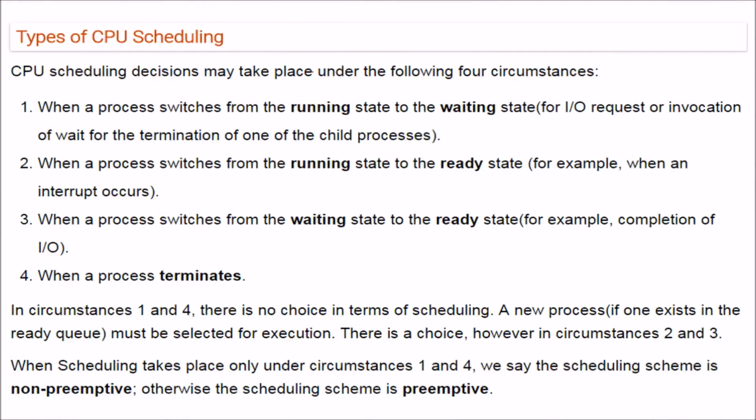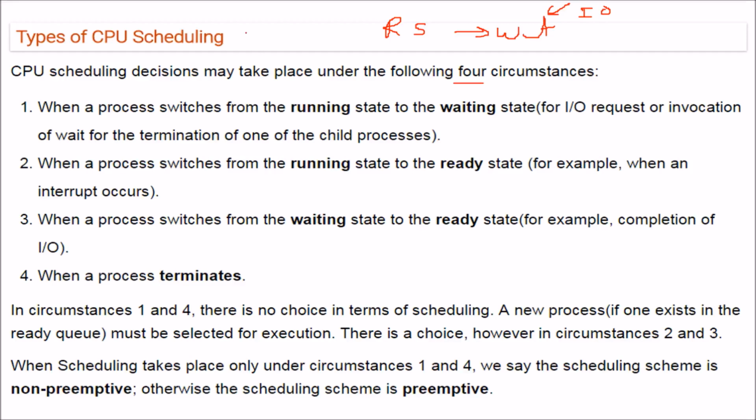So what are the types of CPU scheduling? There are mainly four circumstances in which CPU scheduling decisions are taken. First, when a process switches from the running state to the waiting state, that is, it is waiting for some input output request, or some invocation of wait, or maybe the termination of a child process. This is the first of the four circumstances where the CPU scheduler has to make a decision.